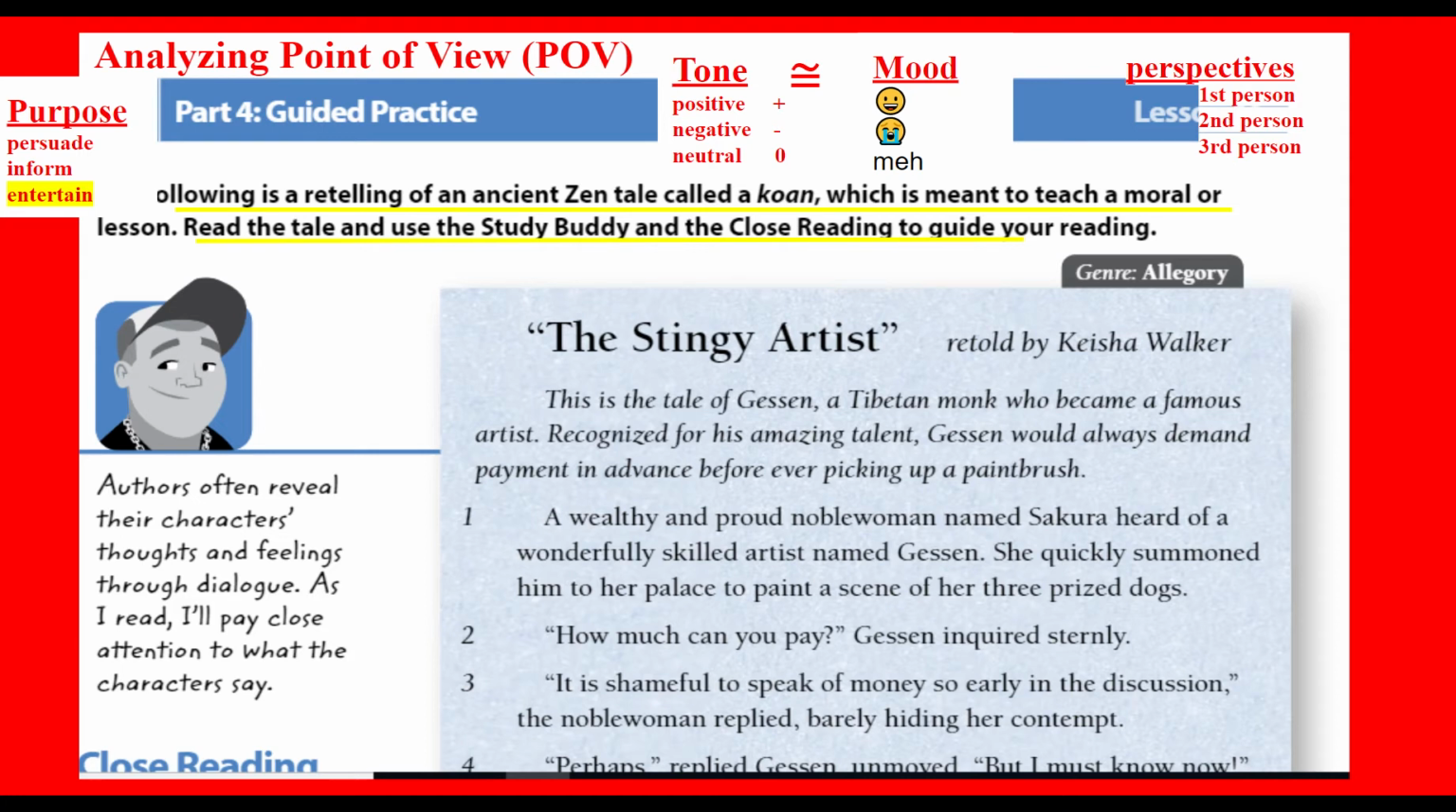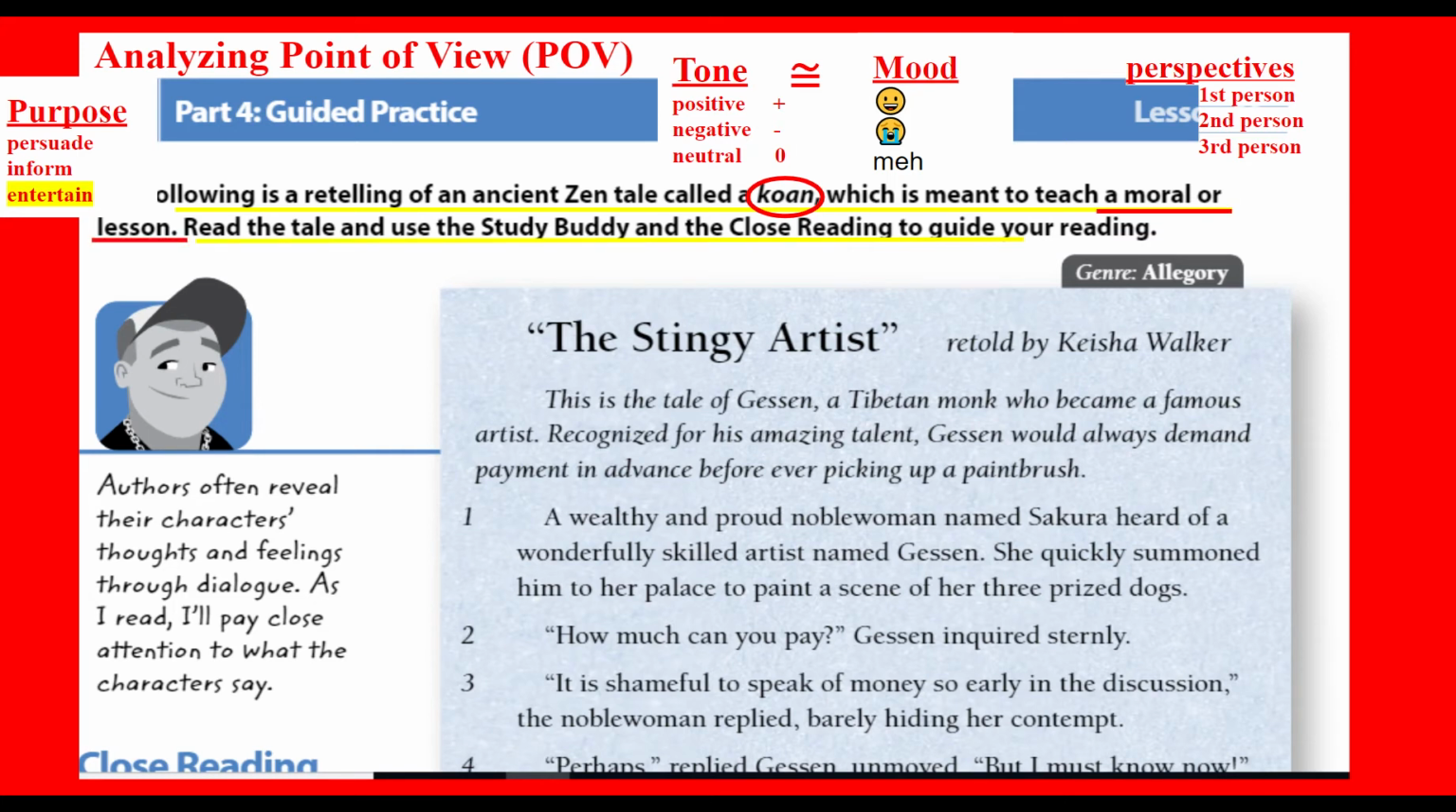All right, so you may be thinking a cone or koan, however you say it. You may be wondering what that is, right? So our directions tell us that it is an ancient Zen tale. So when you think about Zen, you kind of maybe think about meditation, being relaxed. We'll see if that kind of plays in here. But we know a koan is an ancient Zen tale, and the purpose of it is to teach a moral or a lesson, right?